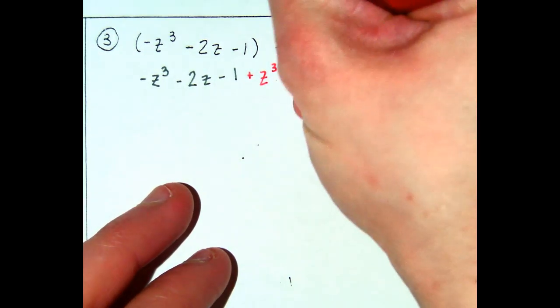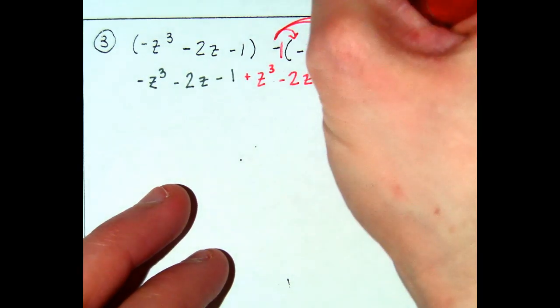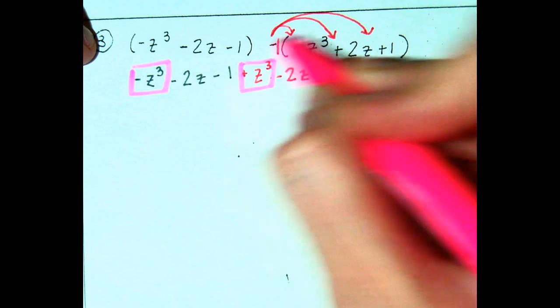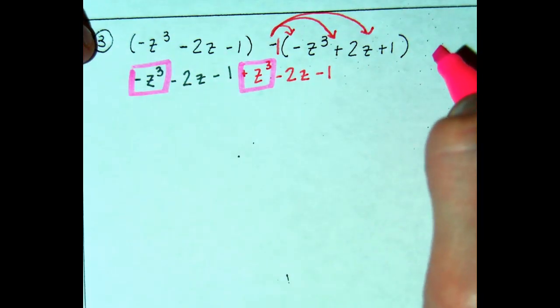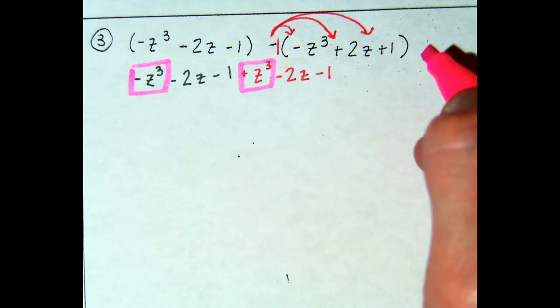Okay, and negative 1 times 1. Are there any like terms? Okay, negative z to the third and z to the third. Combining those gives us what? Nothing. It's 0.